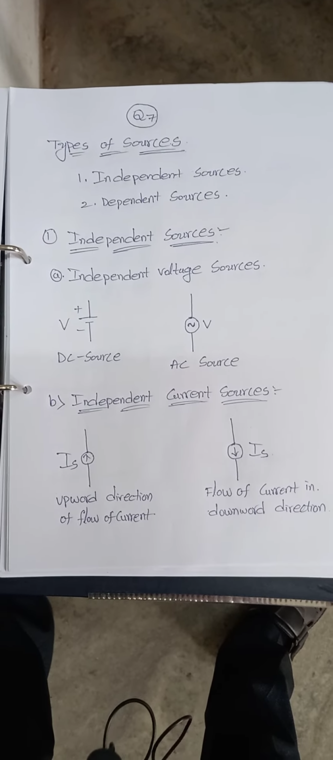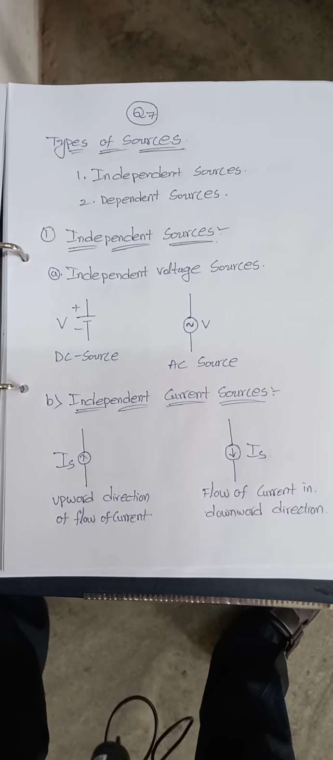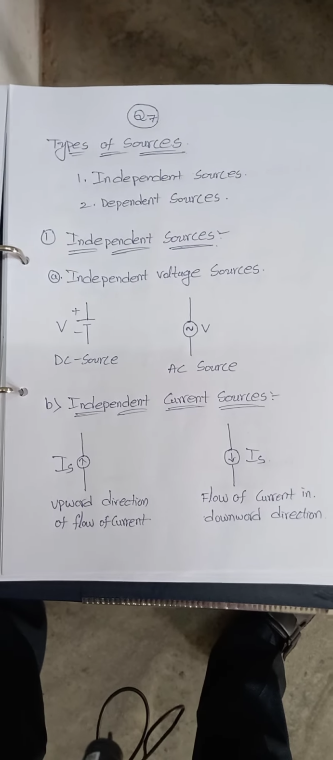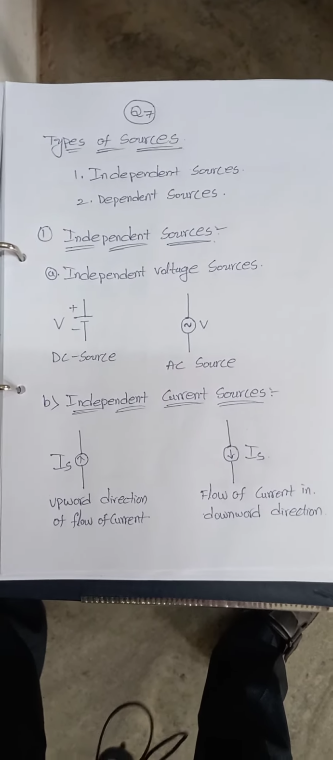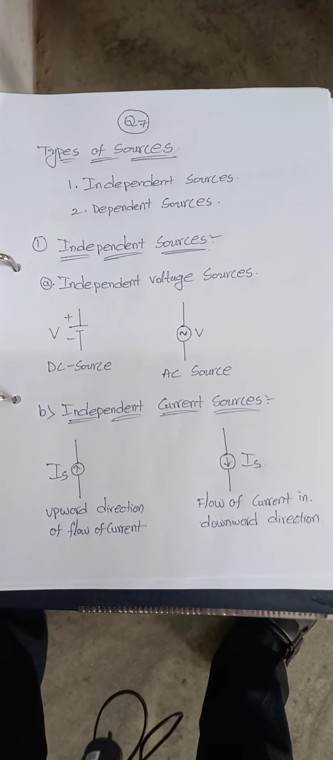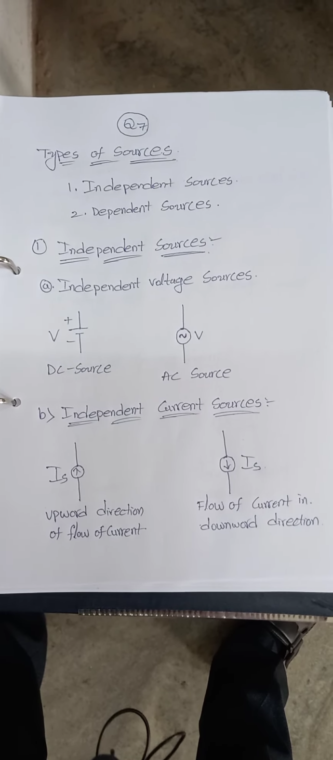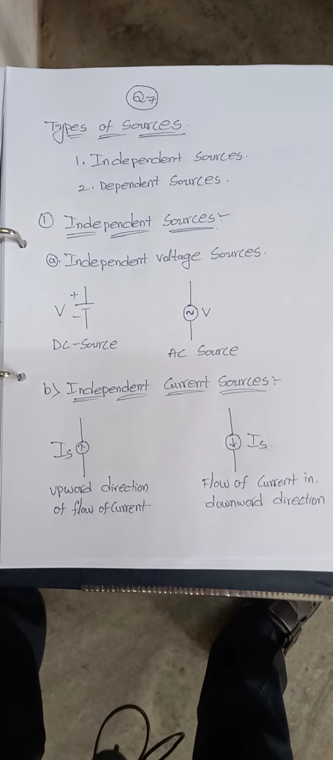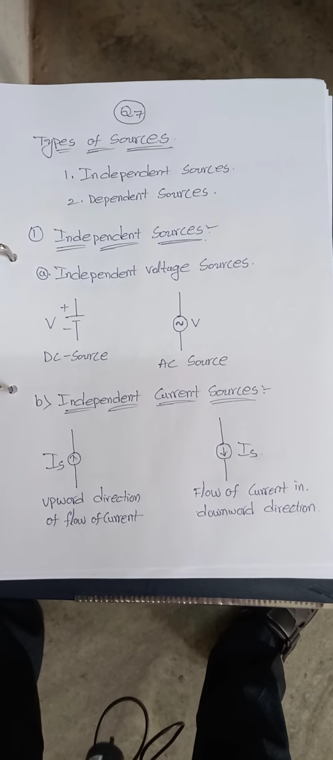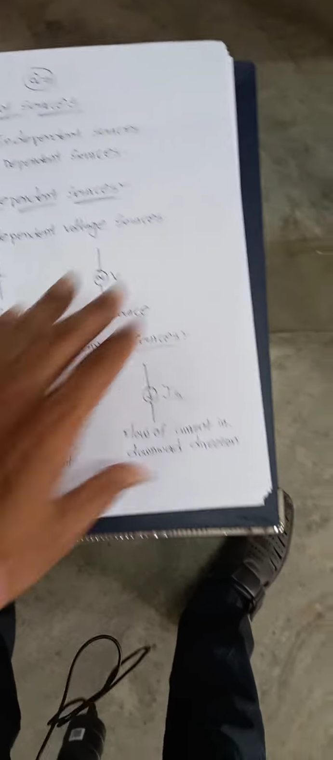Voltage sources are of two types based on the power supply. One is a DC power supply, another one is an AC power supply. The symbols are given here for DC and for AC. At the same time, independent current sources also have two categories. One is an upward direction of flow of current and the other is a downward direction of flow of current, as given here.